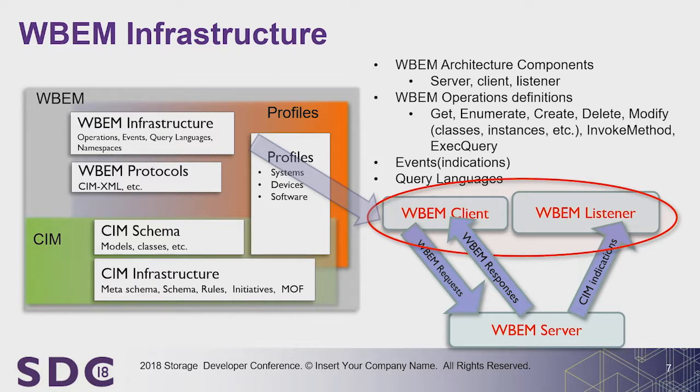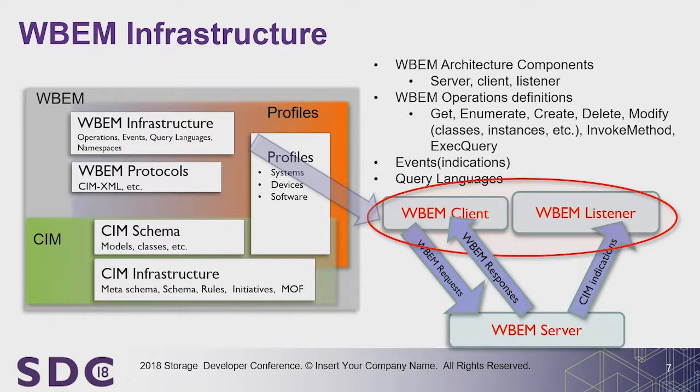WBEM has one defined infrastructure. It consists of 3 components: a client, a listener, and a server. You do operations and responses between a client and a server, and you can have a listener, which will receive some indications from a WBEM server. So client, listener, server, and these are the interactions. The big circle is the things we implement in PyWBEM. So when you see a red circle like this, you know that's something we did in PyWBEM.